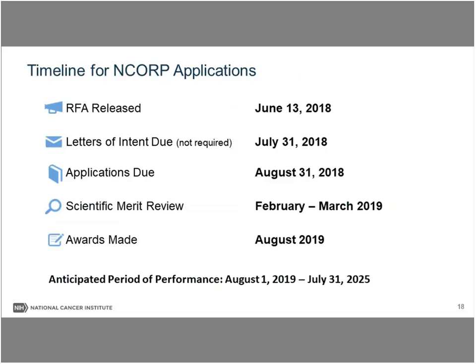So timeline, the RFA was released in mid-June, and we are asking, please, that you send letters of intent by July 31st. Again, these are not required, but are very helpful for us in planning the review. The applications are due on August 31st. Late applications will not be accepted. The scientific merit review we anticipate will occur in spring of 2019, and it is our goal to make awards in August of 2019. And the six-year performance period would then, we hope, be August 1st, 2019 to July 31st, 2025. And I apologize, I should have noted earlier that when you submit your letter of intent, you will receive a notice that it has been received here at NCI.